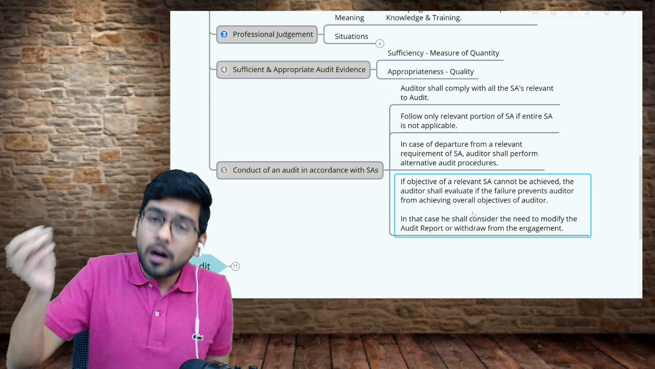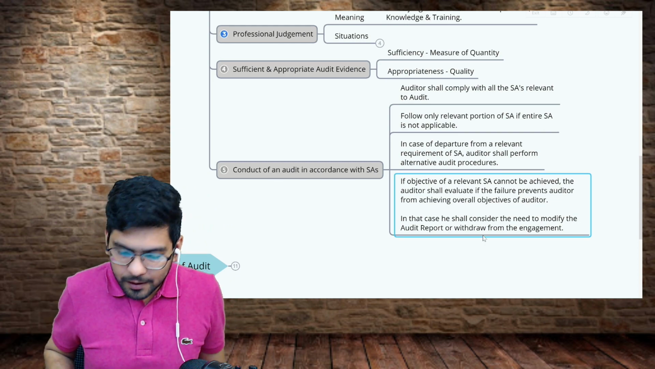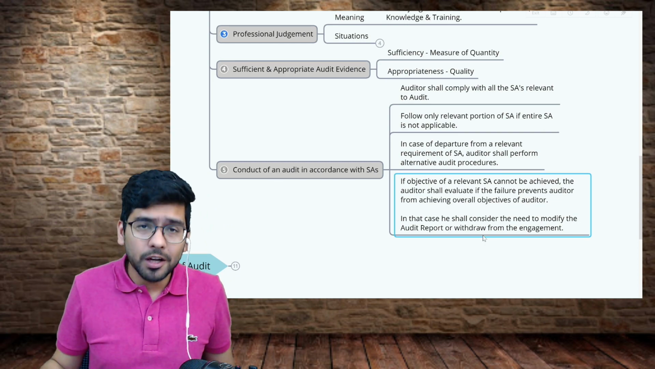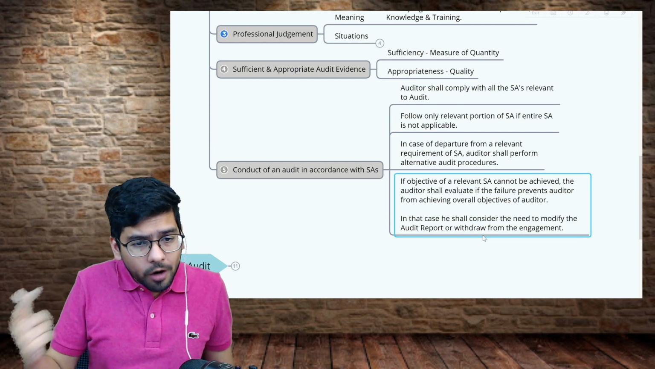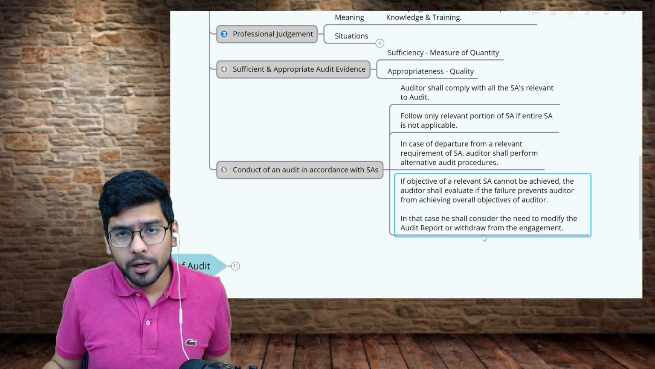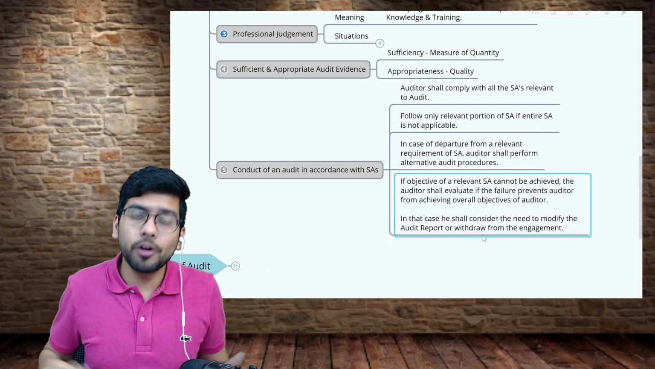I should bring the impact of this in my audit report. I should basically modify my audit report. When I say modify, it means either I should come up with a qualified opinion or an adverse opinion or disclaimer of opinion, or in case the law permits, I can even resign or withdraw from the engagement.